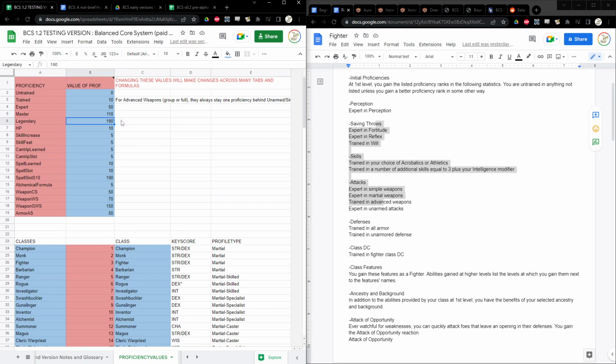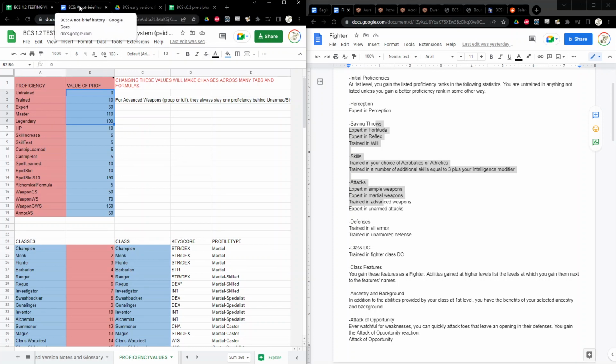I tried in the early days, I thought maybe they might be worth different, like maybe legendary attacks were worth 190, but maybe legendary saves were only worth 150. And I had them at different costs, and that never really worked until I came up with the final totals, and then I applied it across all of the proficiencies, and it just works. So all the proficiencies have the same values, no matter for trained, expert, master, legendary.